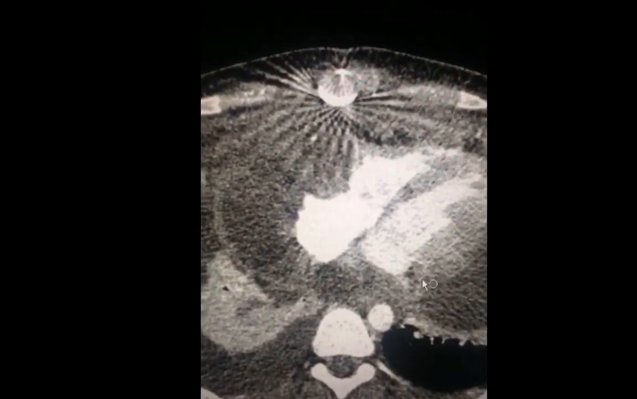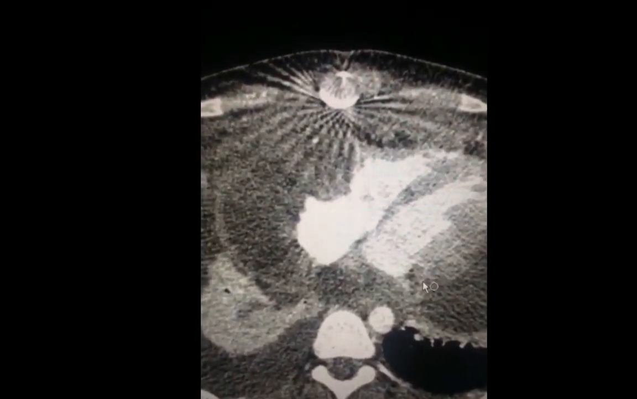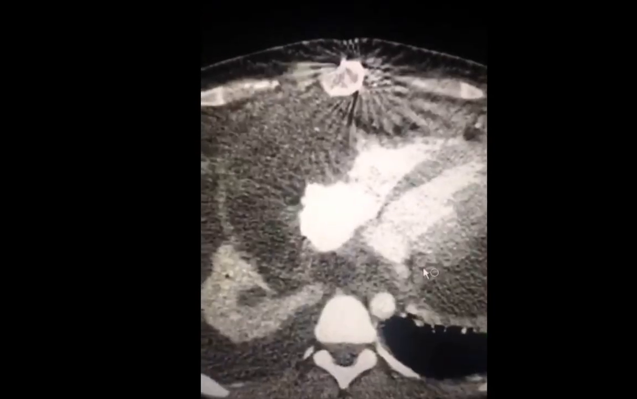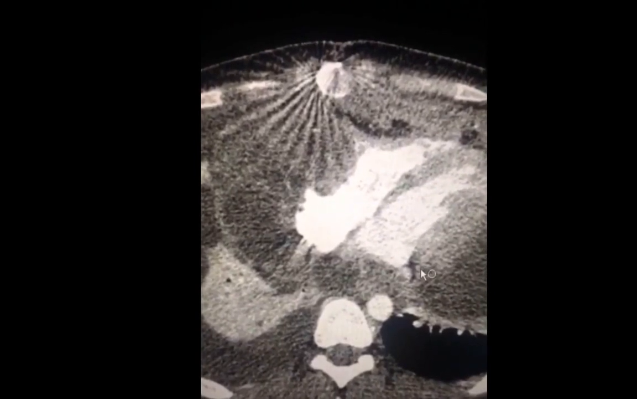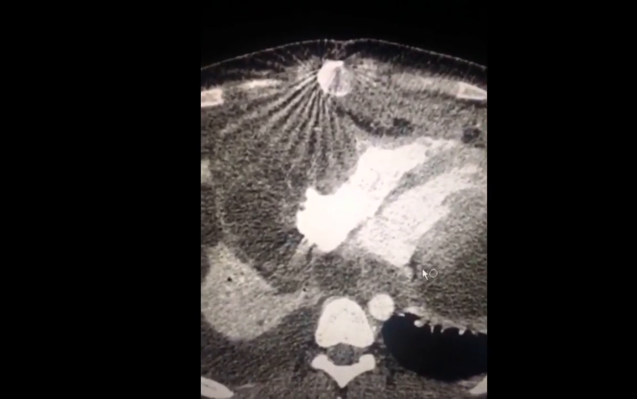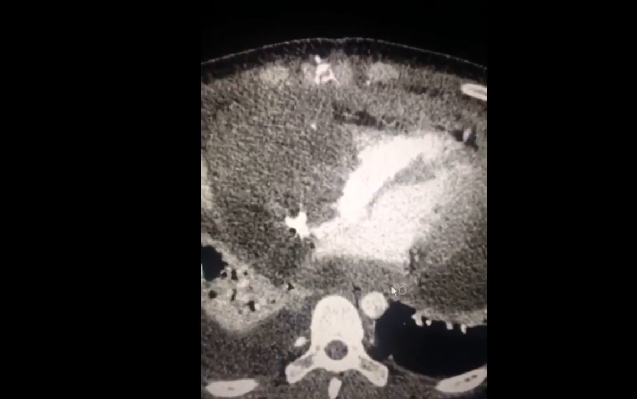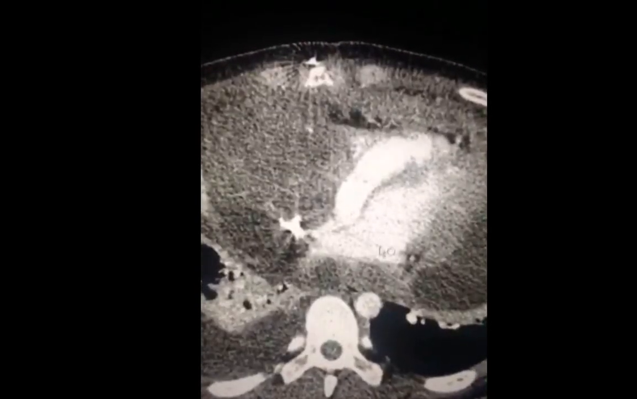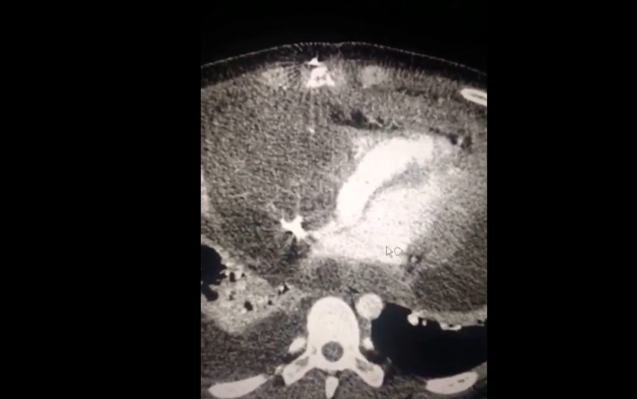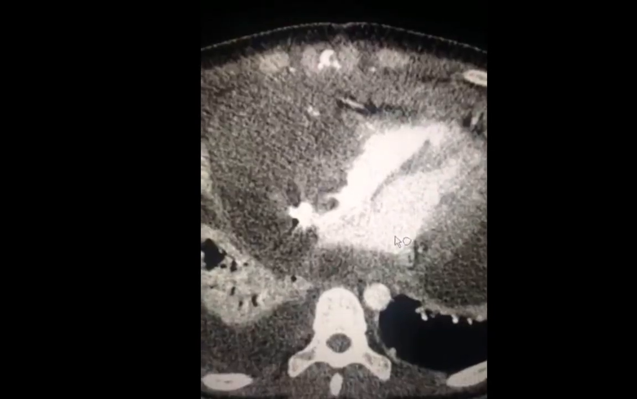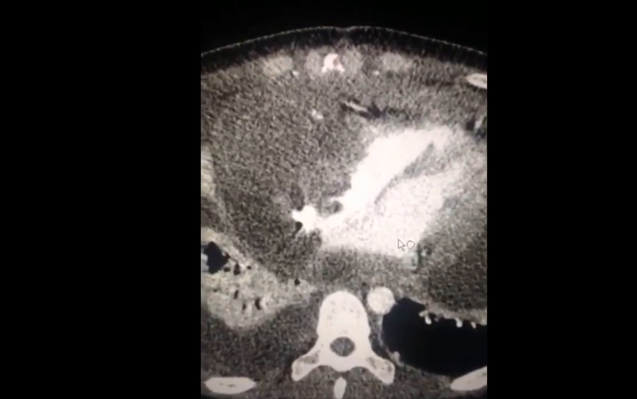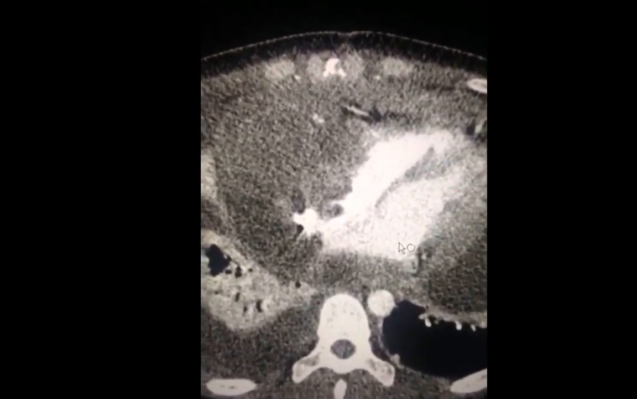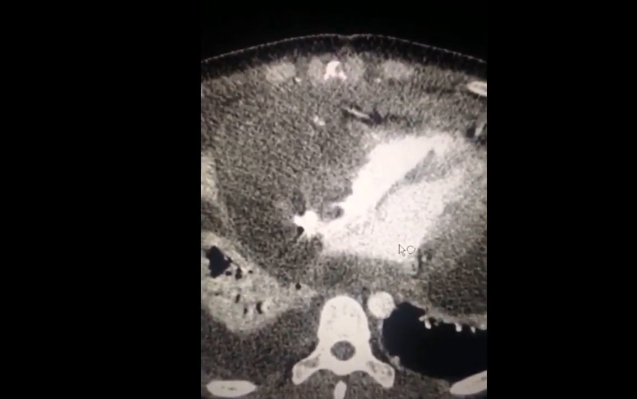Now, the most common intracardiac filling defect is a thrombus. The most common cardiac neoplasm is metastasis. That is 40 times more common than primary cardiac neoplasms. The most common primary cardiac neoplasm is benign and is called a cardiac myxoma, classically a well-defined lesion in the left atrium. Primary malignant cardiac neoplasms are less common, but the most common primary malignant cardiac neoplasm is a sarcoma, typically angiosarcoma.